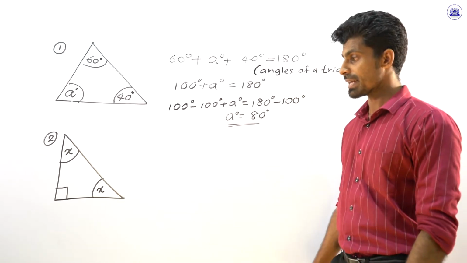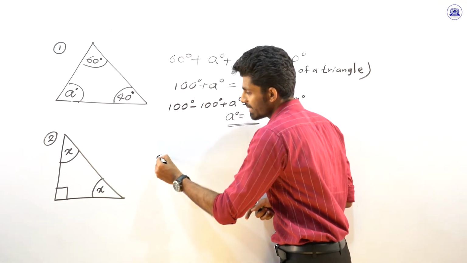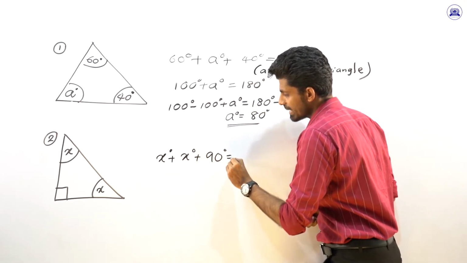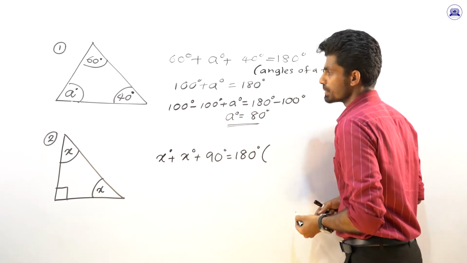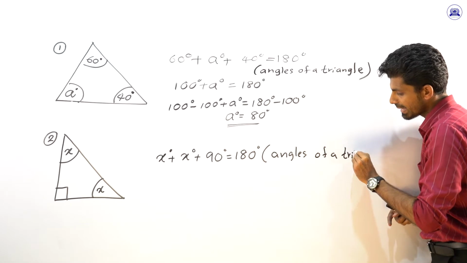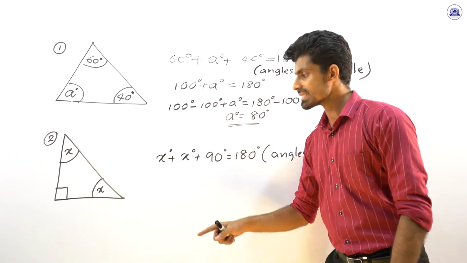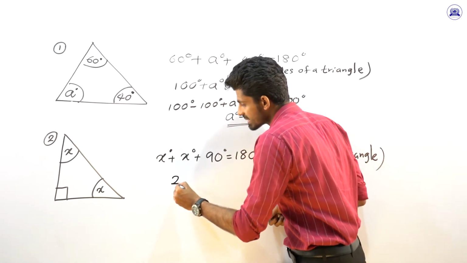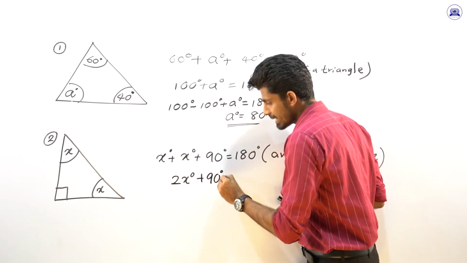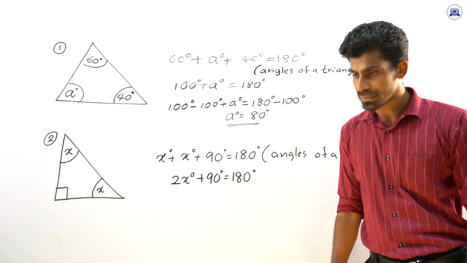Let's move to the second one. X plus 90 plus X equals 180. The reason: angles of a triangle. X plus X is 2x, so 2x plus 90 equals 180.